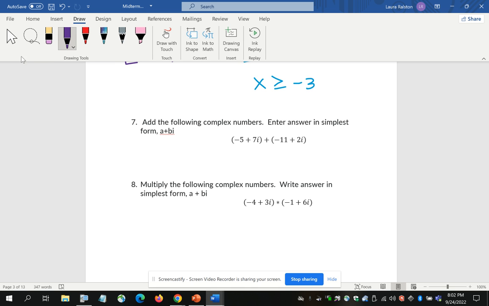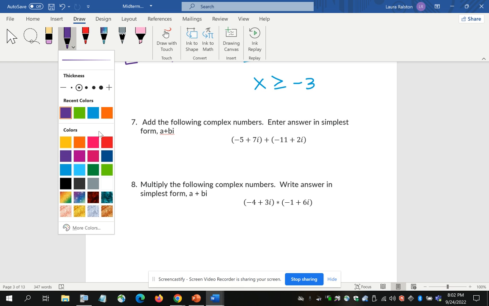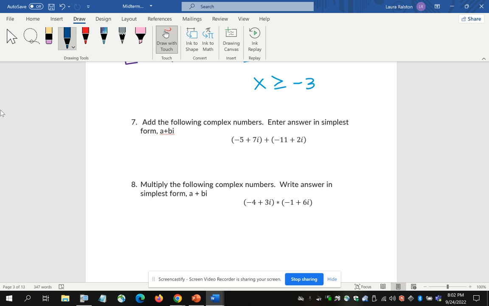Number 7 asks you to add the following complex numbers and enter your answer in the simplest form, which is a plus bi. Basically, to add complex numbers, we combine like terms. We're going to combine the real part, which is -5, and -11. So we're going to say -5 plus -11 is -16. Same signs, add, keep the sign.